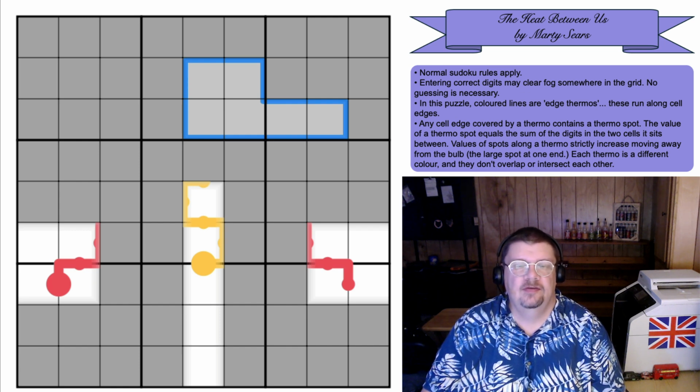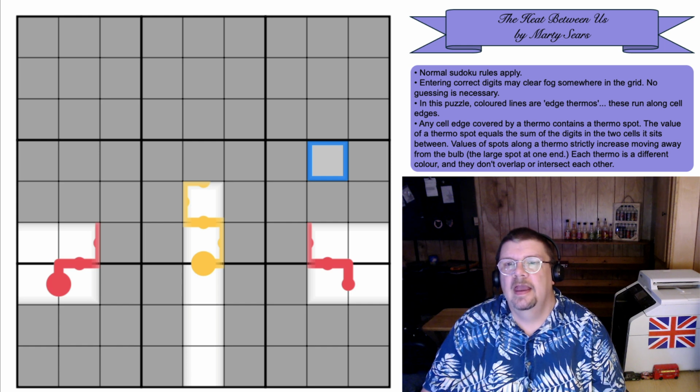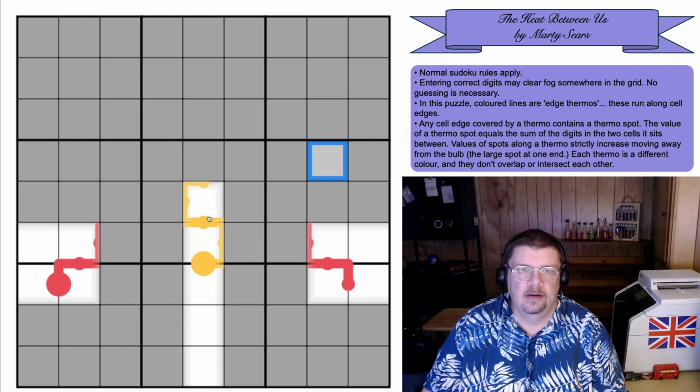No guessing is necessary. Okay, in this puzzle, coloured lines are edge thermos. These run along cell edges, and we can see these in the grid under the fog here. Any cell edge covered by a thermo contains a thermo spot. We can see these here. The value of a thermo spot equals the sum of the digits in the two cells it sits between. So if this were a 5 and a 7, then this would have a value of 12.